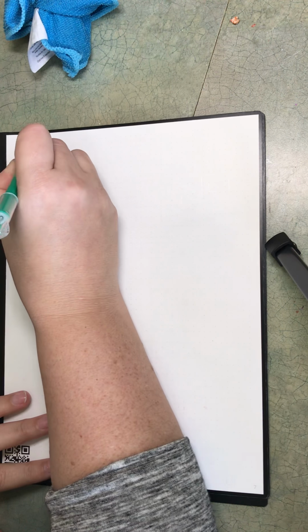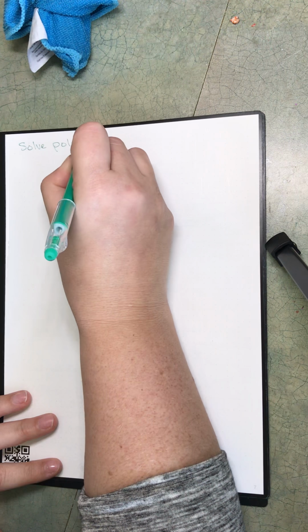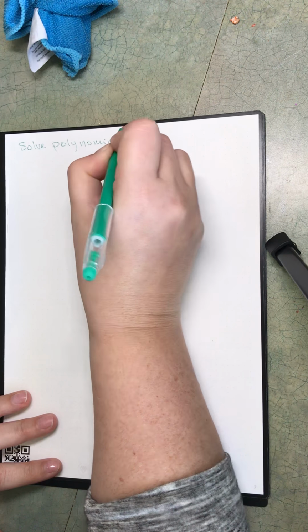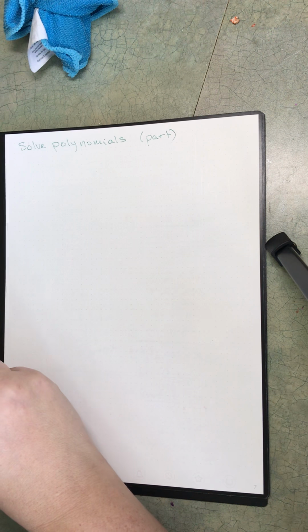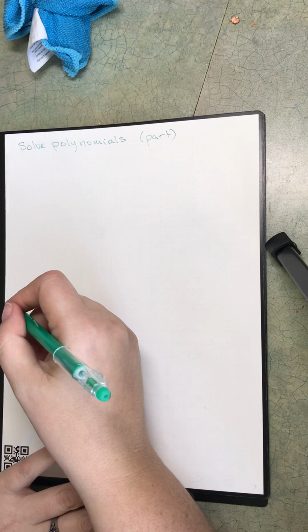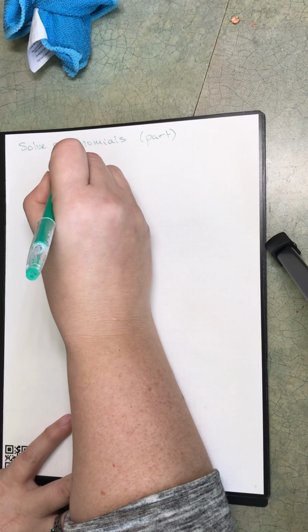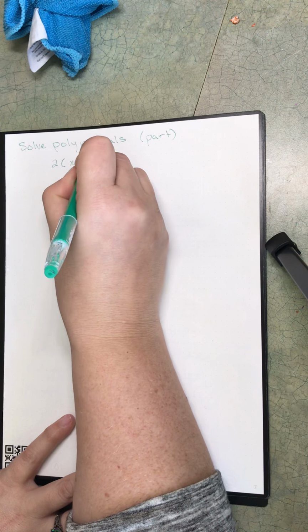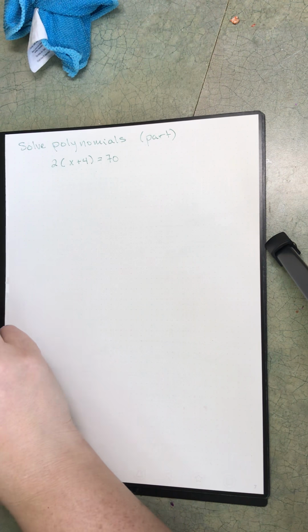Alright, this next video is on solving polynomials. And this is part one, because we'll come back to this later when our polynomials get a little more sophisticated. So let's say I have a polynomial 2 times x plus 4 equals 70. I'm going to show you two different methods for solving this.